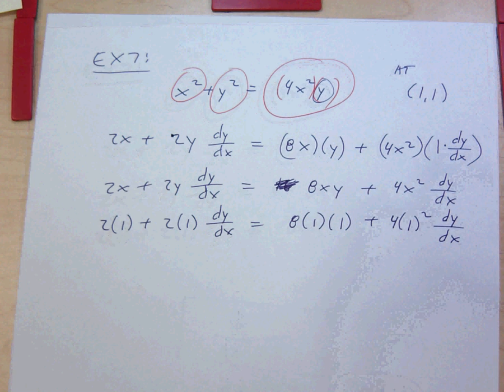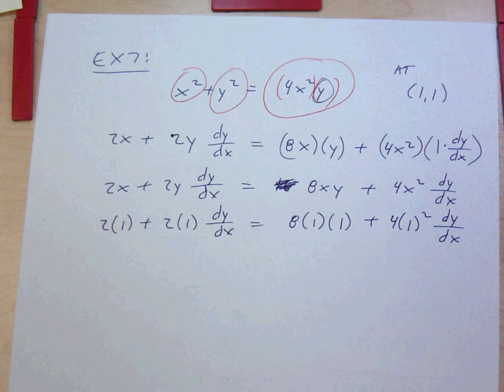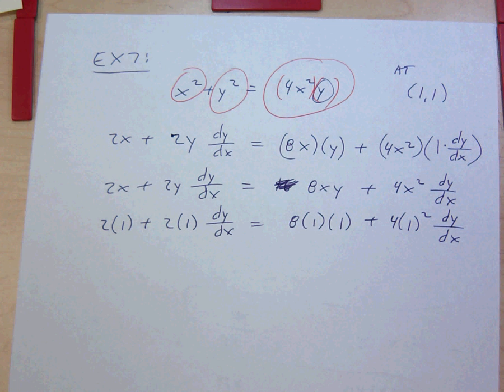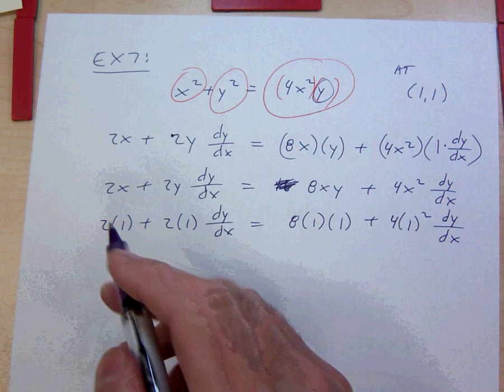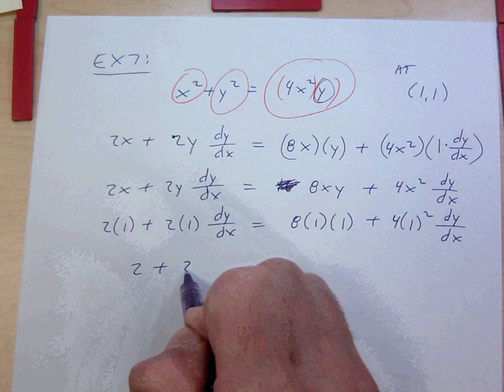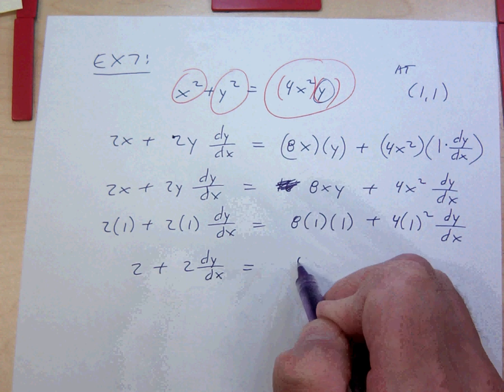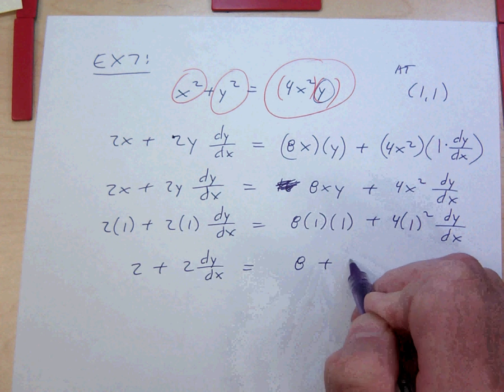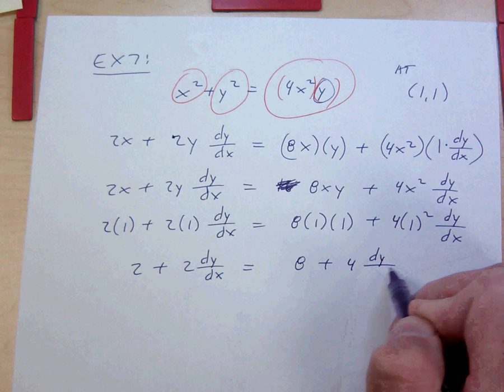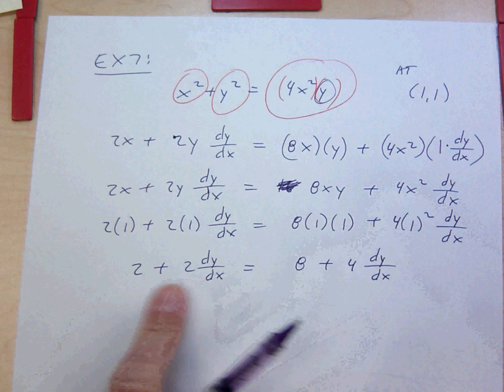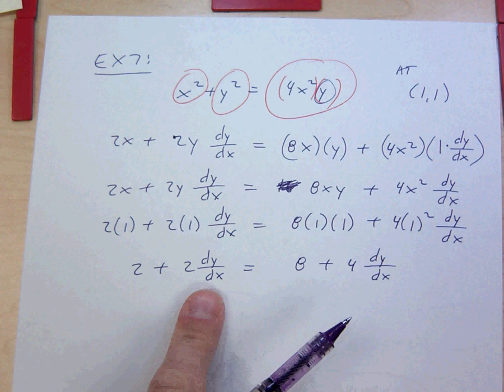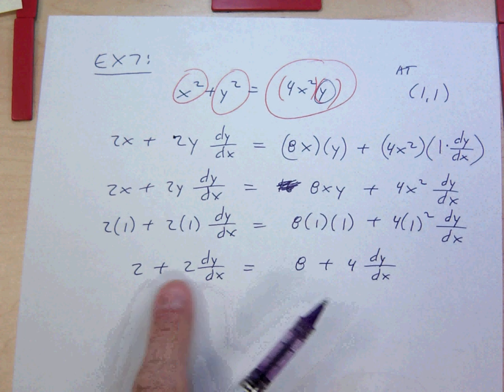Okay, everybody see what I'm doing now? I'm just going to plug in the 1, 1 and then solve for dy dx. Yes? Good? Okay. Again, be careful, guys. That is not 4 dy dx, is it? That's not 4 dy dx, is it? No.